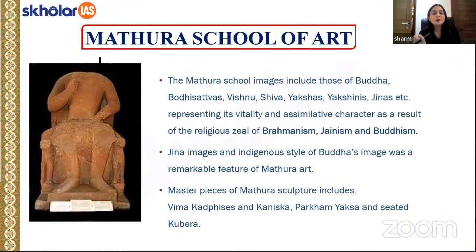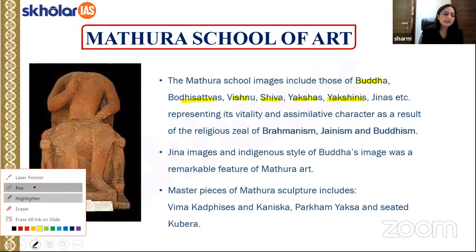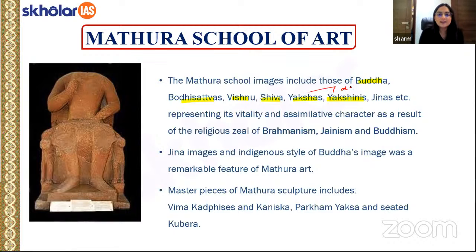So now we are going to move on to the next topic, that is what were the themes that were depicted in the Mathura School of Art. Having said that, students, you must know that the Mathura school images include the Buddha, Bodhisattvas. Also, it includes Brahmanical images such as Vishnu, Shiva, Yakshas, and Yakshinis. Now, what are Yakshas and Yakshinis, students? Yakshas and Yakshinis are basically demigods and goddesses in Hindu mythology. All right. So whatever gods who are guarding the gates in front of the temple are considered as Yakshas and Yakshinis, and they are also known as demigods and goddesses.